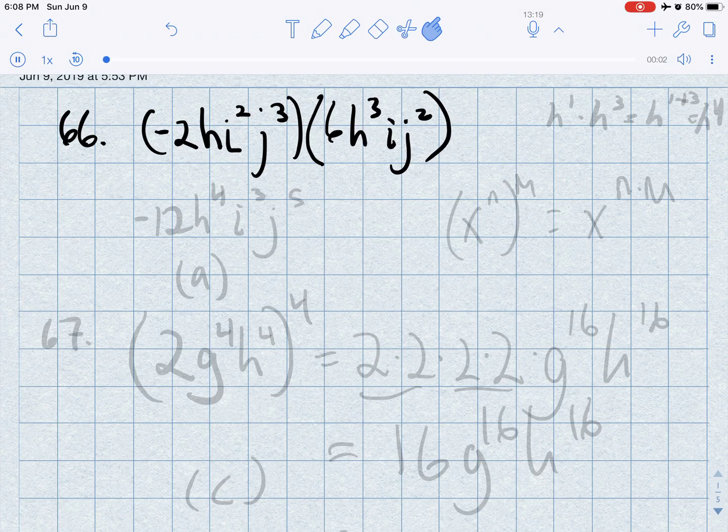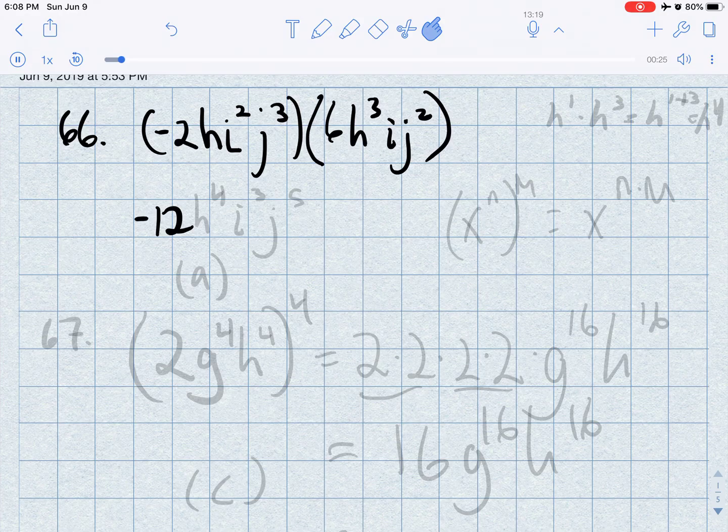Moving on, number 66 of the final review. We have the multiplication of two polynomials. Okay? So inside each parentheses is a constant. Let's do the constants. Negative 2 times 6, that's negative 12. Now, remember the property. You sum the exponents.